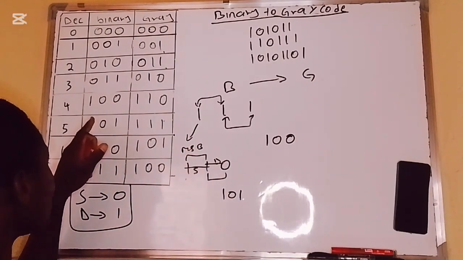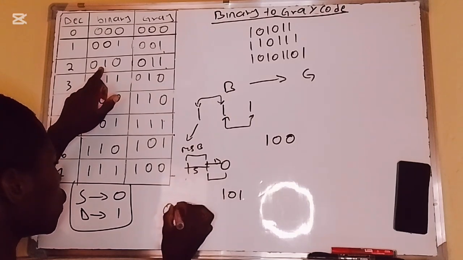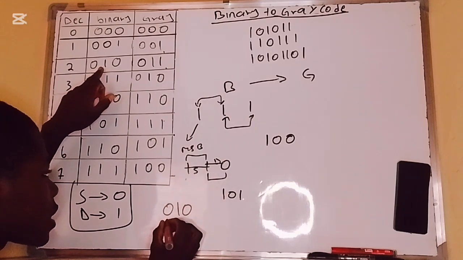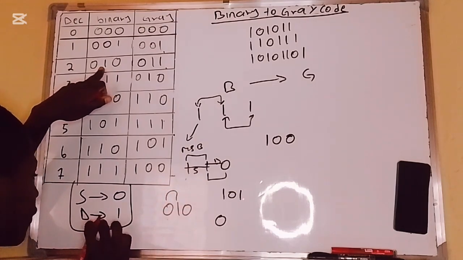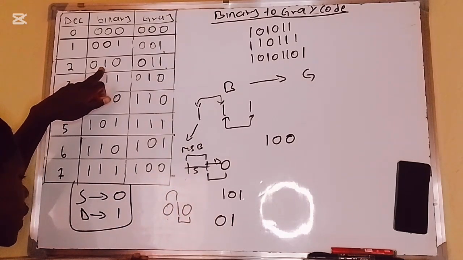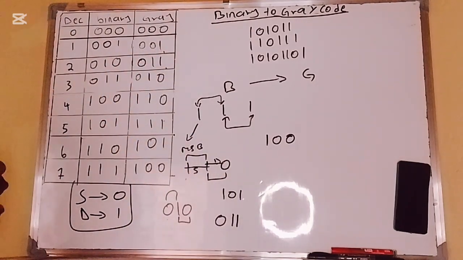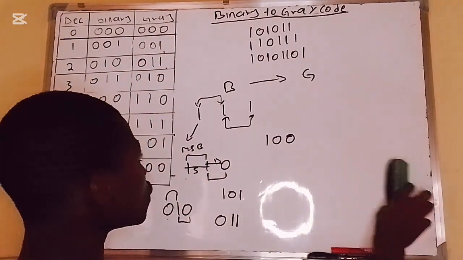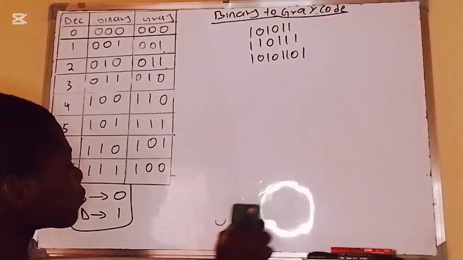So let's check on 010. We have the most significant bit, which is 0, and these are different. When it is different, it is 1, and these are also different, so it is 1. So therefore, 011. This is how to convert binary to gray code.